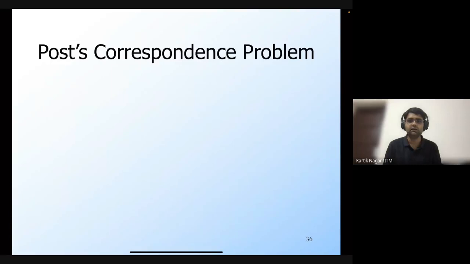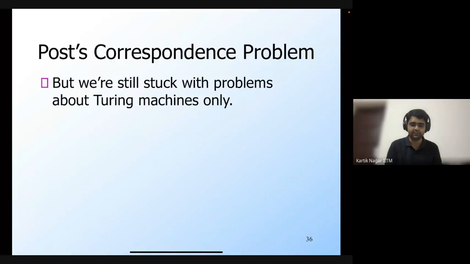I'm just going to briefly introduce the Post Correspondence Problem. This is not part of the syllabus, and you did not need to study this for the exams. I'm just going to give an introduction to it, and if you are interested, I'm going to post the slides, and you can take a look at it.